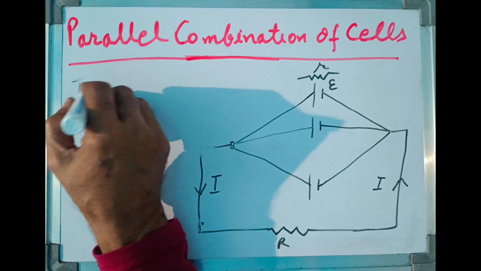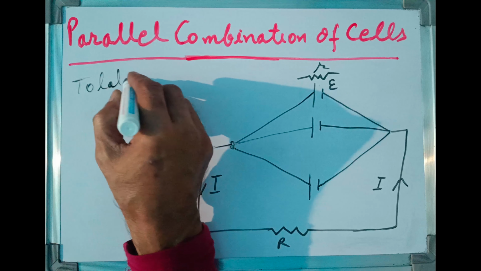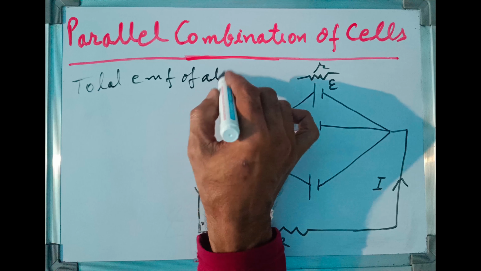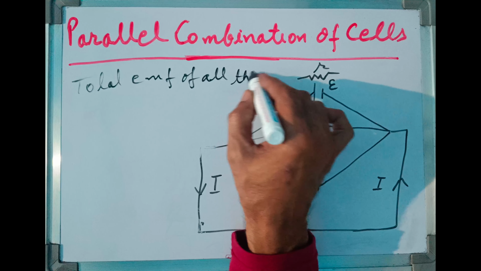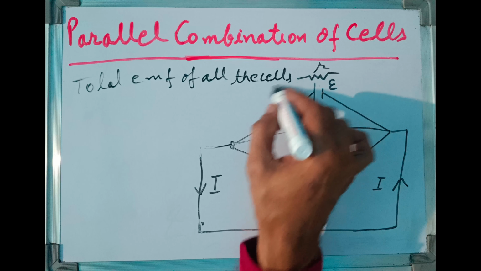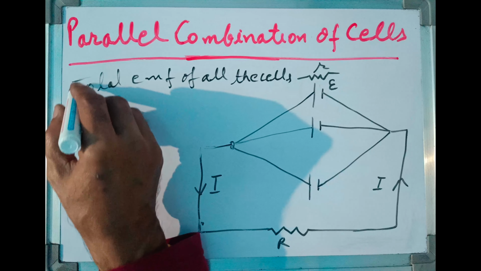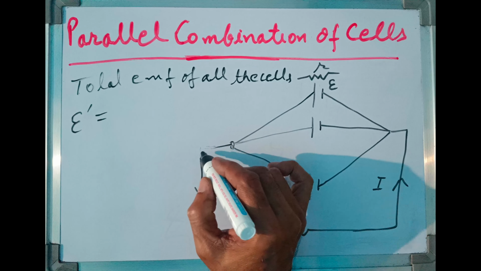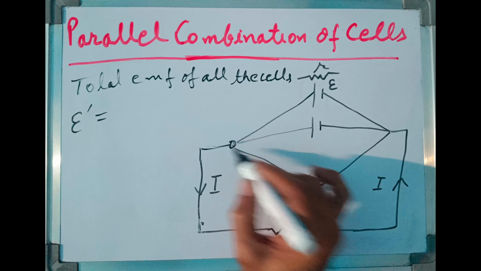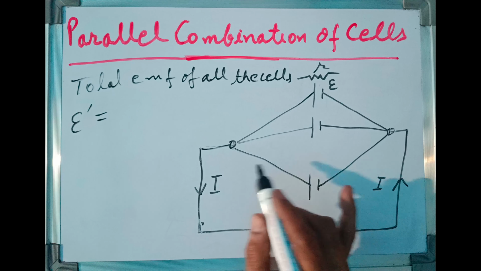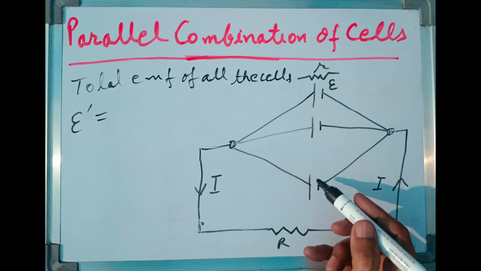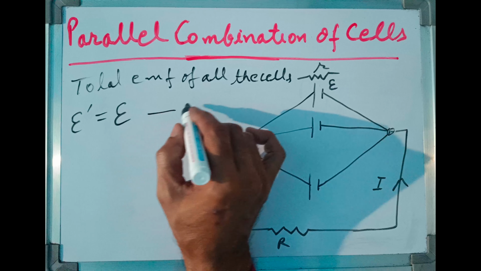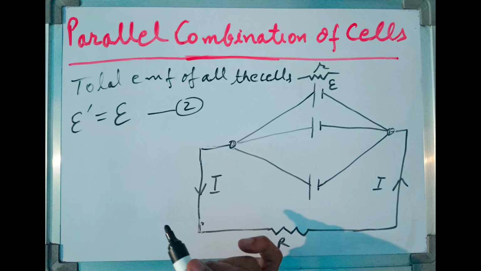Similarly, total E.M.F of all the cells. Let it be denoted by E dash. Because all the cells are parallel to each other, so E.M.F between this terminal and this terminal will be same, that is of single cell. So E dash will be equal to E. Let us call it next equation number 2.